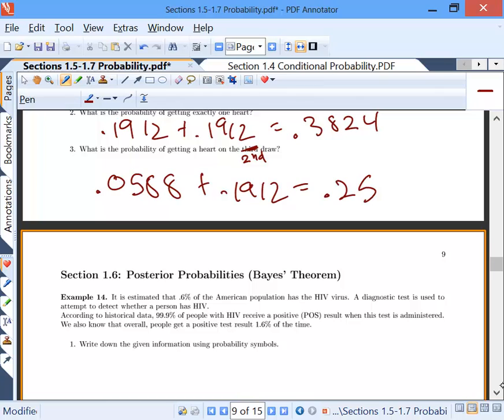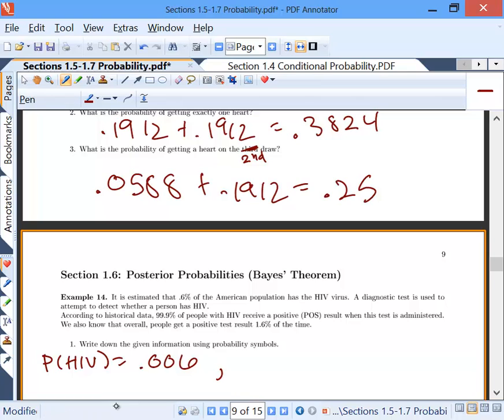So the first thing that I like to do in every problem is start writing down what they gave me in my probability symbol so I know what I have to work with. So 0.6% of the American population has the HIV virus. Okay, how do you think you might want to write that? So the probability of HIV equals 0.006. So that's just the overall probability that someone has HIV.